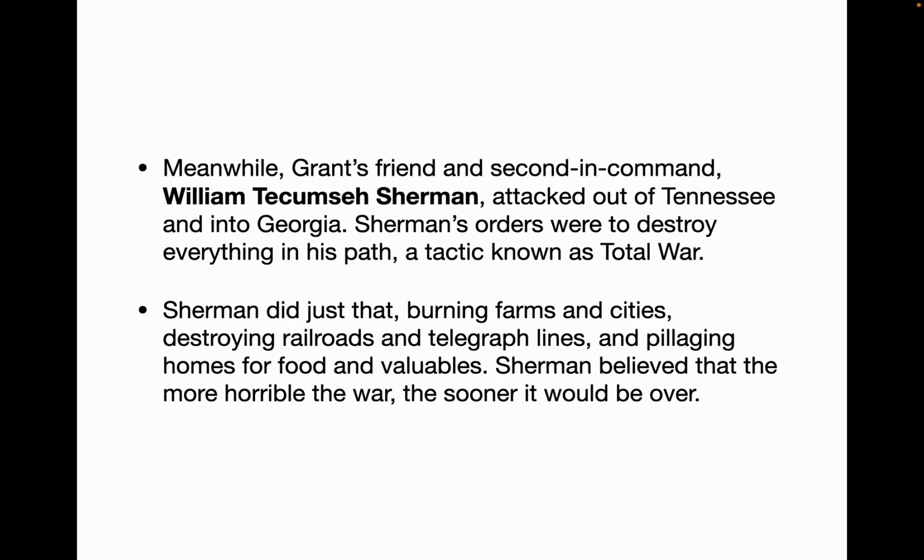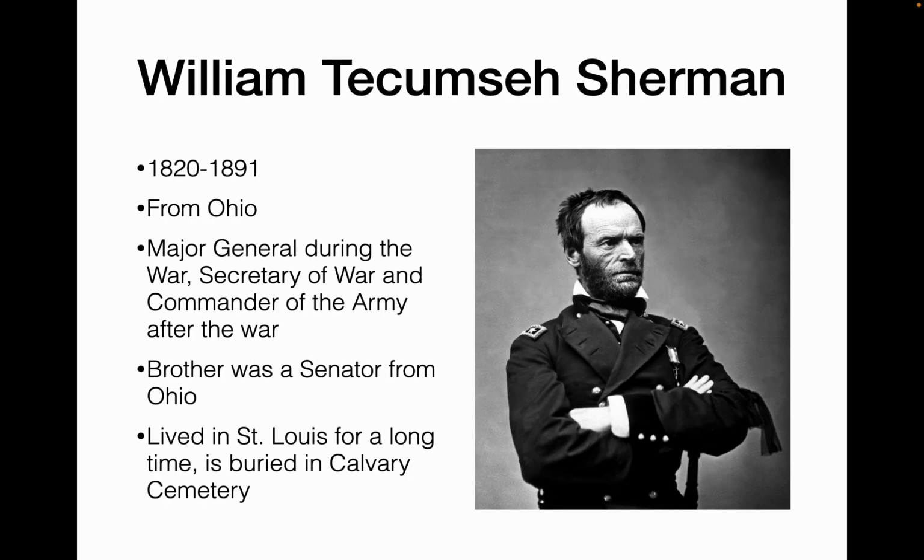Sherman burned farms, he burned cities, he burned Atlanta, he burned Savannah. He destroyed railroads. He would superheat railroad ties and then bend them around trees. They called those Sherman neckties. He would cut down telegraph wires. He would steal food and valuables from farms. They did not bring food with them, so instead they ate off the land, and apparently, according to Sherman, they ate very well. Sherman believed that the worse the war was, the sooner it would be over for everyone.